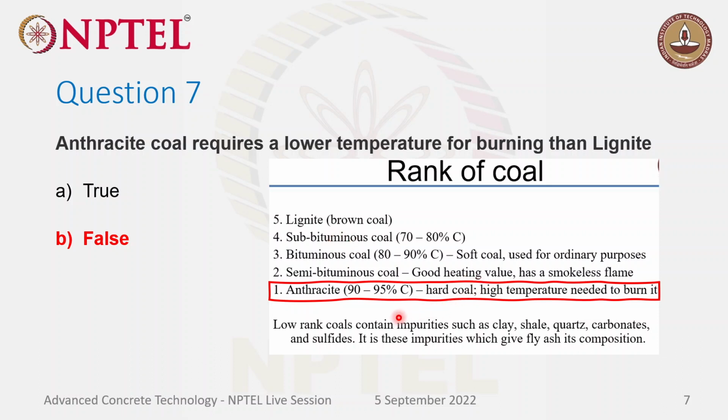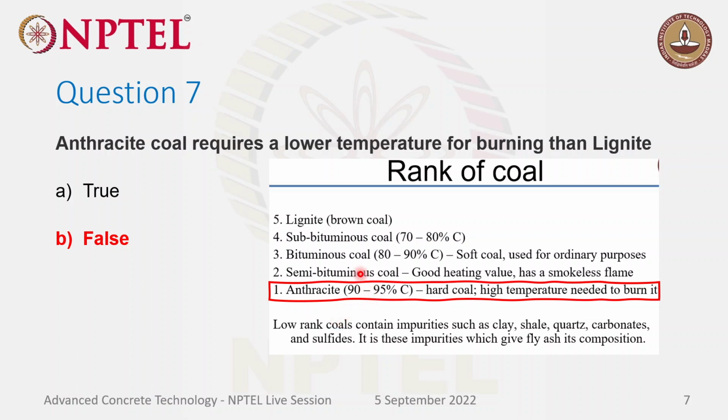Okay, so here they are saying anthracite is very hard coal, and it requires high temperature to burn it. So the answer is false. So there was a mixed response. Anthracite is a pure coal. It has more carbon in it, so obviously it will require higher temperature because it's a hard coal. And generally, lower rank coal will have more impurities such as clay, quartz, and all.